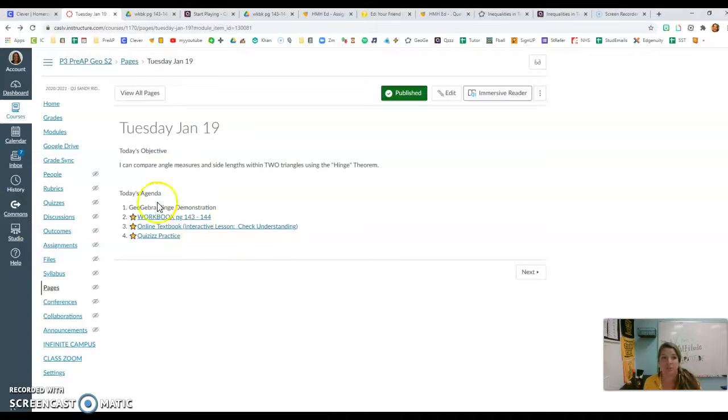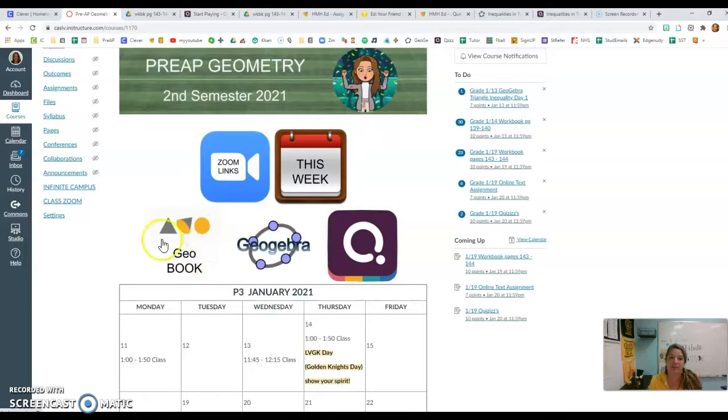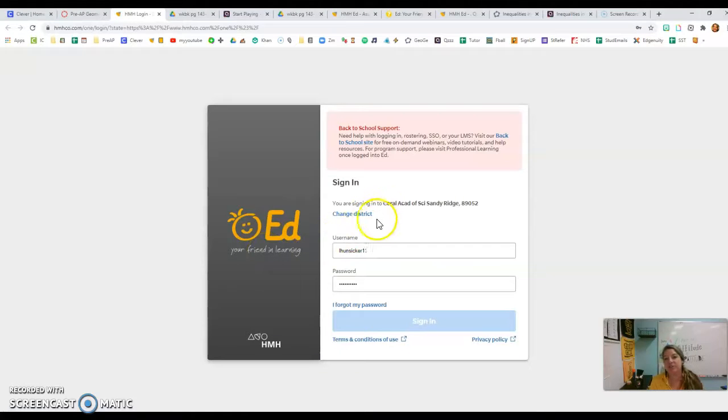Now, where do you go to get that? If you go to the home page, there is a link for your geometry book. So you're going to click on the geometry book, and you need to make sure that you're in the right district, okay? So it's going to ask you, I want to say, are you a public school or an independent school? Make sure you tell it independent school. Make sure you type in Coral Academy of Science. Make sure it says Sandy Ridge. And then the last thing that you're going to do is you're going to type in your username and password.